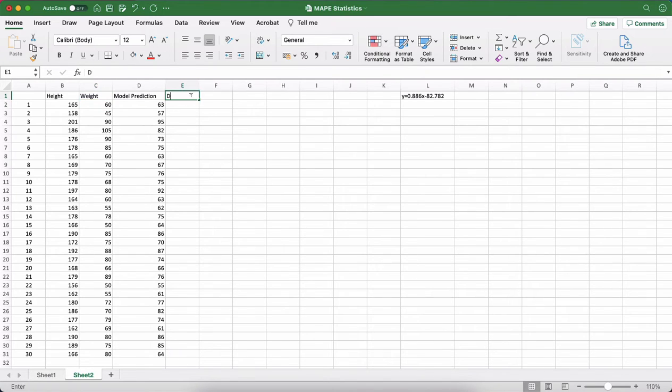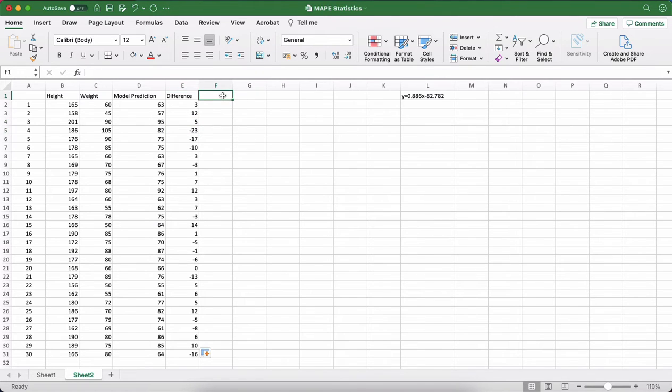So we are going to now find the difference between the model's prediction and the reality. So we will just have to subtract this prediction by the reality, press enter. So you see there is 3 kilogram difference between the prediction and the reality. If you copy the same way, then we see there sometimes the prediction is lower, sometimes it's more than the reality. So that's why sometimes the difference is positive, sometimes negative.